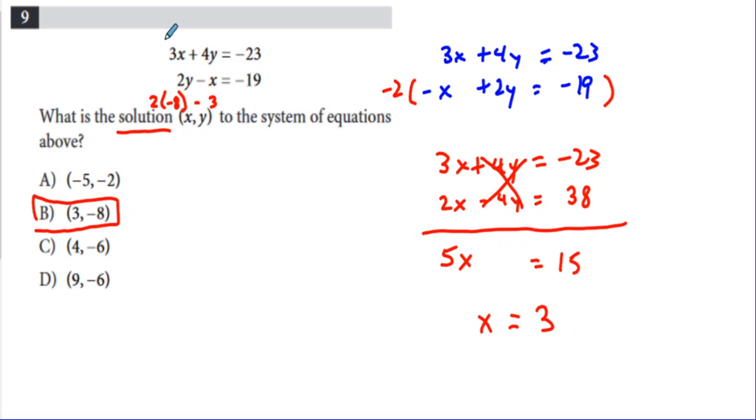If I also check it in the one above it, this says 3, my x is 3, so that's going to go there, and then my y value is 4 times negative 8.